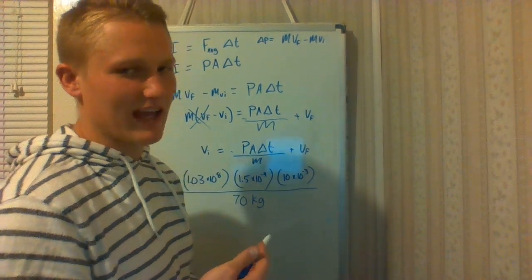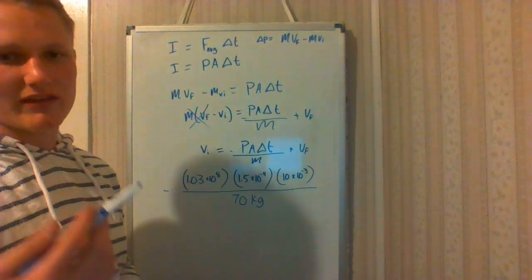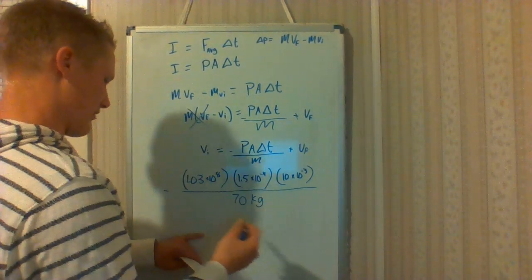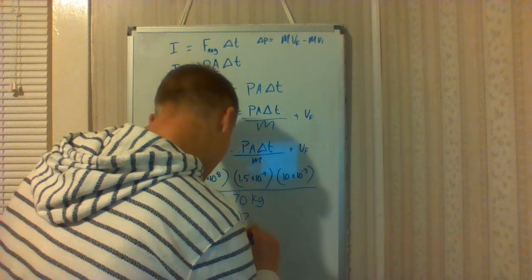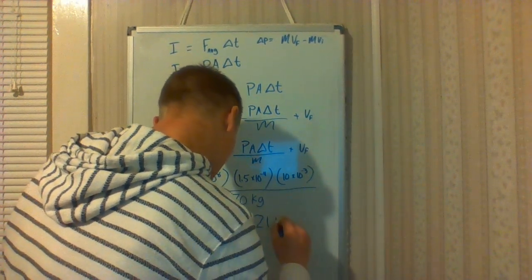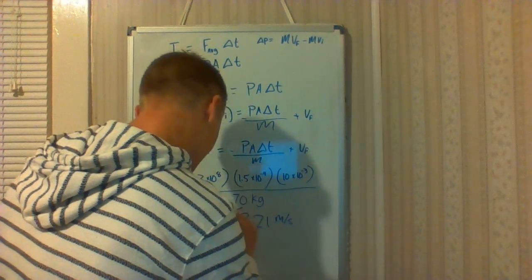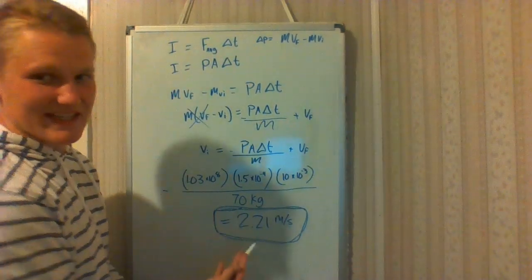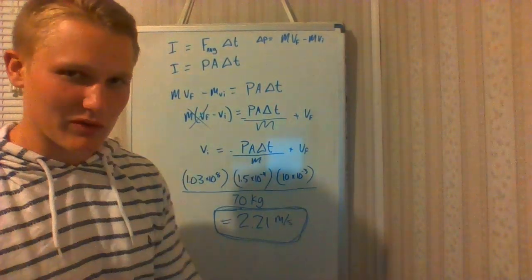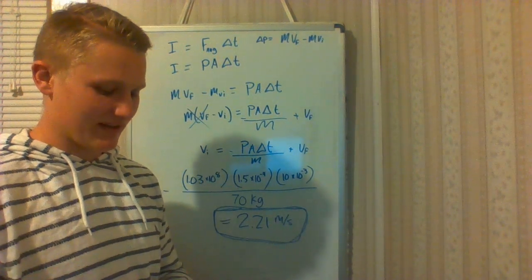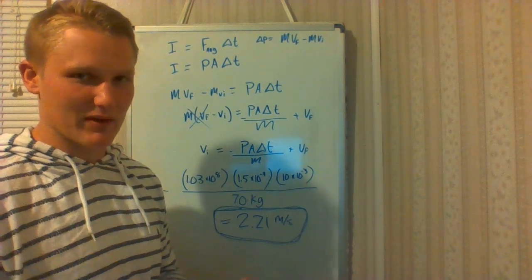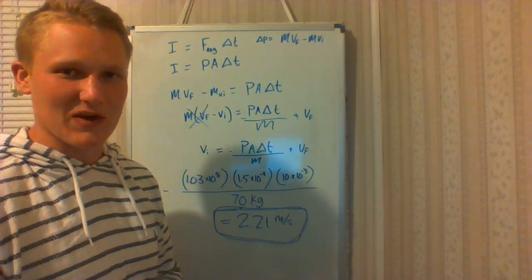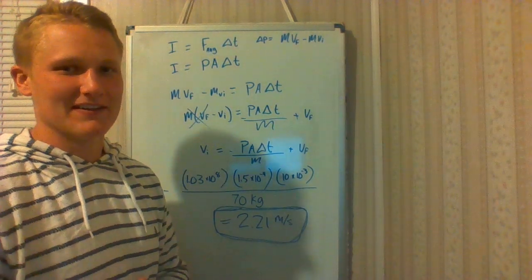When you put all that in your calculator, you come out with 2.21 meters per second. I'll write it. So this is how fast you can rollerblade into a wall or into a beam if you weigh 70 kilograms without cracking your skull. So that is great. Physics is great. Good times.